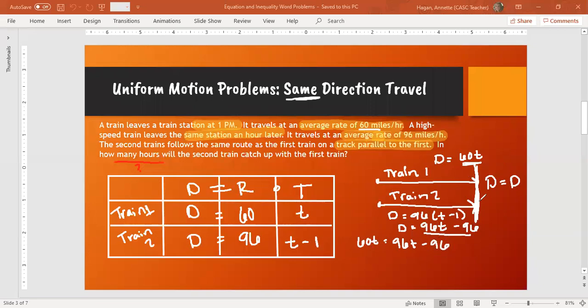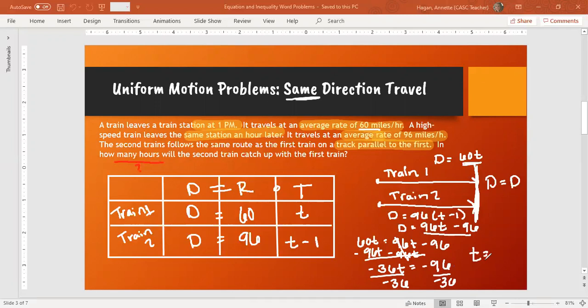So when I do this, I'm going to solve this for t. This is one of the few times I'm not going to move the smaller variable, because I don't want to leave the left side empty, so I'm going to subtract 96t. That cancels. I get negative 36t equals negative 96. I'm going to divide each side by negative 36. And a negative divided by a negative is a positive, and we want it to be positive because we can't have negative time.